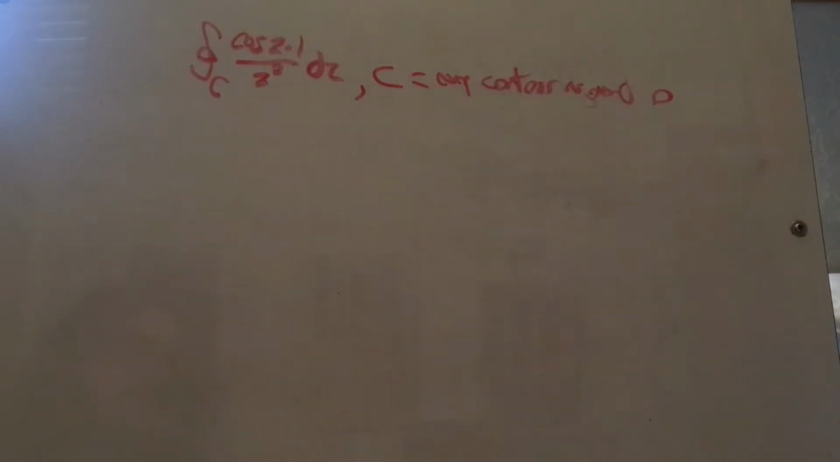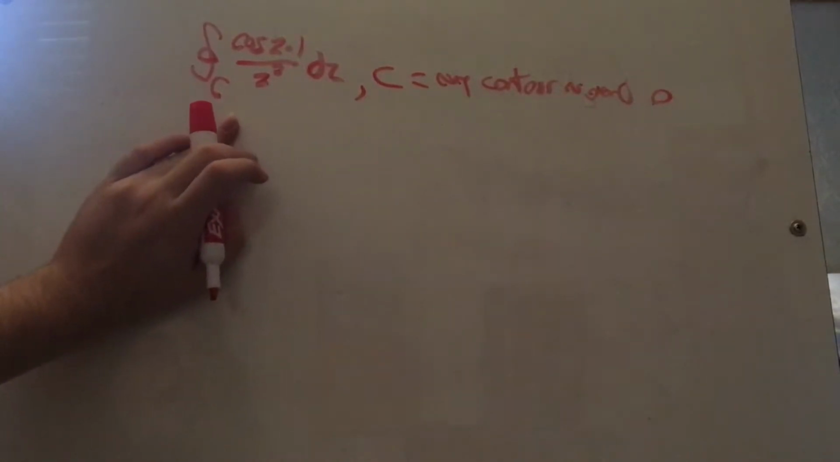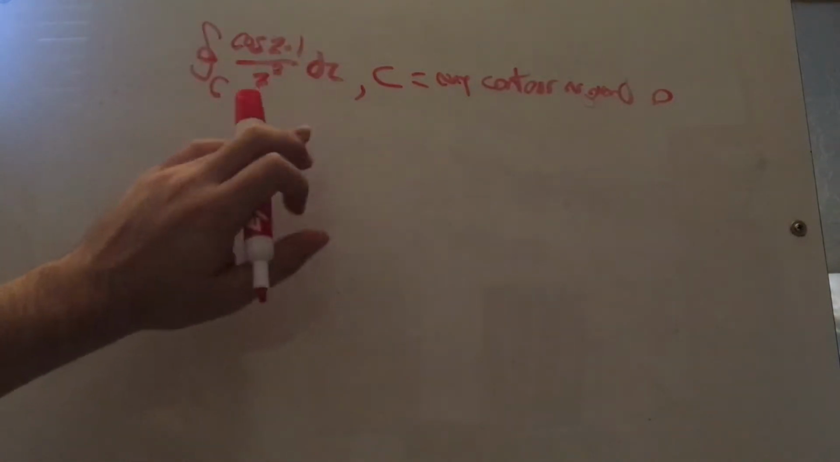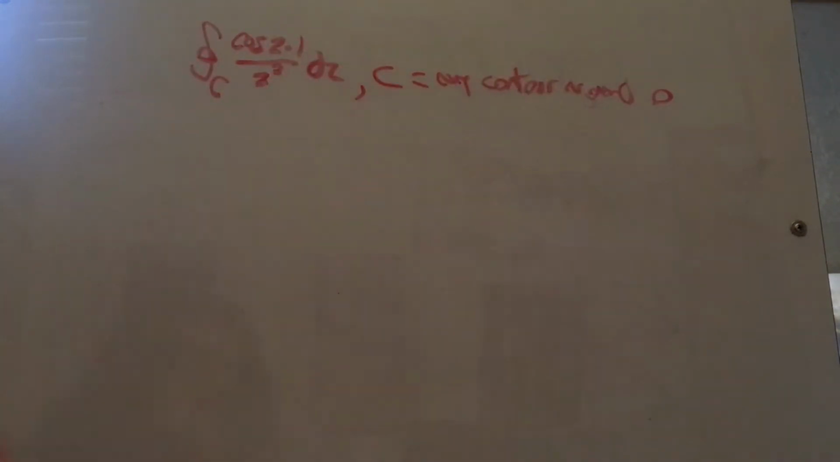In this video, we will be evaluating this contour integral, which is the integral of (cos z minus 1) over z cubed dz, where C is any contour around the origin 0. So, we see a power of z at the bottom. That makes us think we want to invoke the generalized Cauchy theorem. But to do that, we have to show that cos z minus 1 is regular.